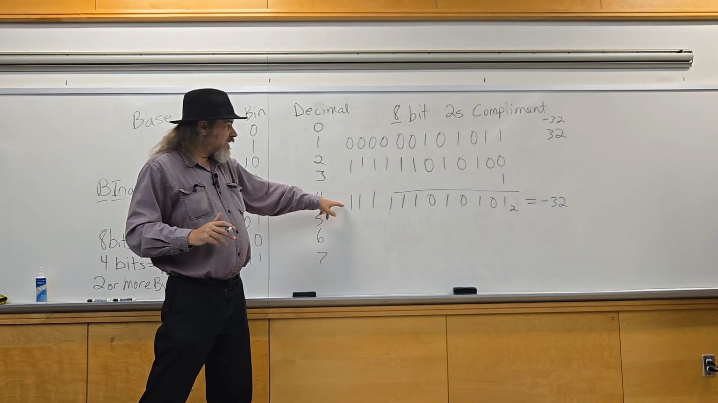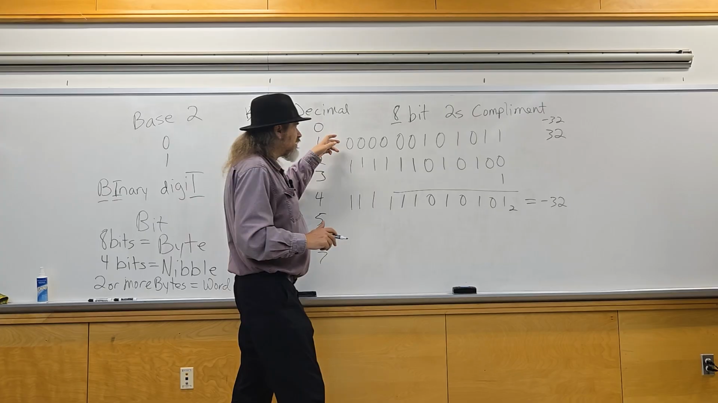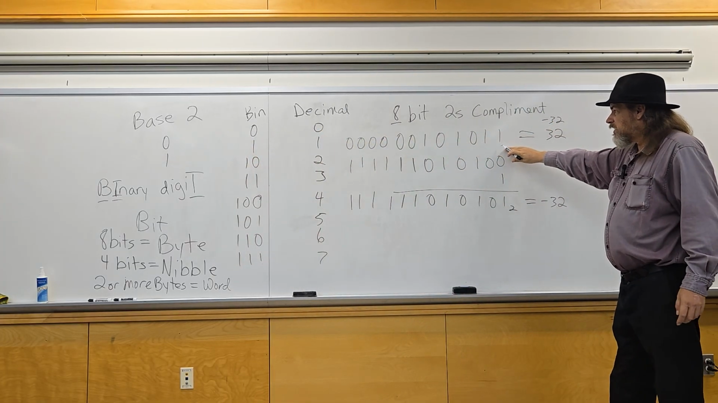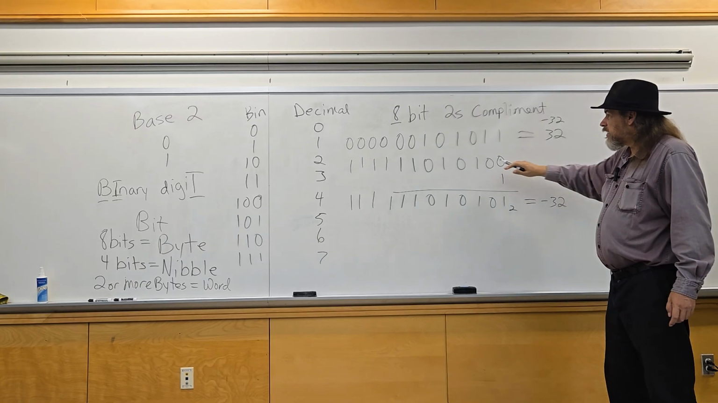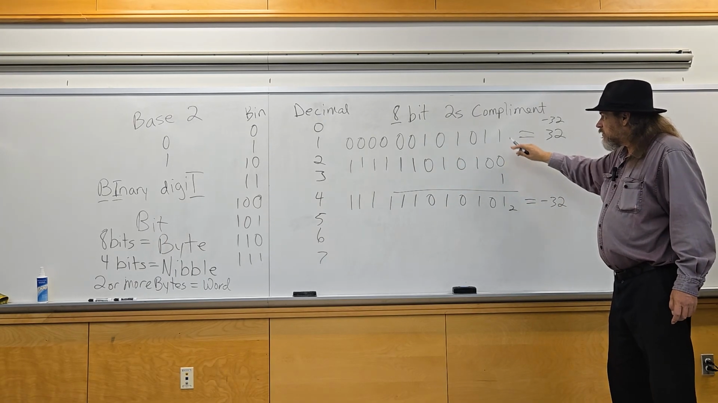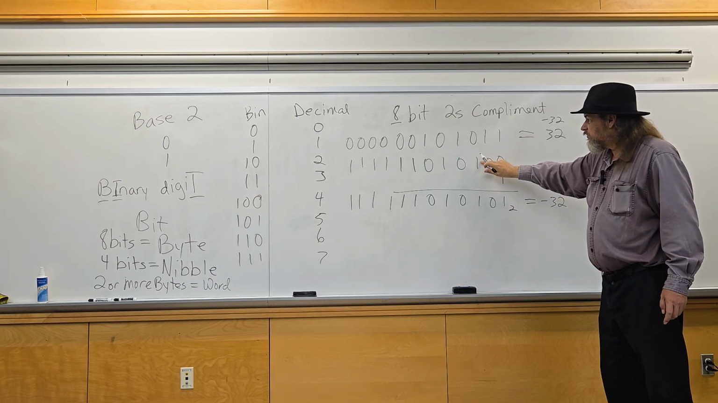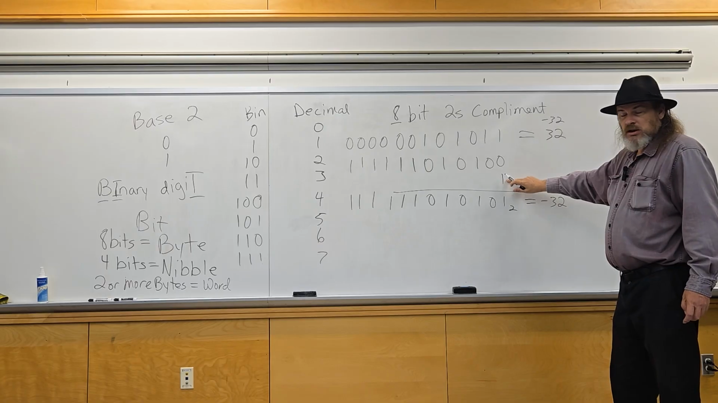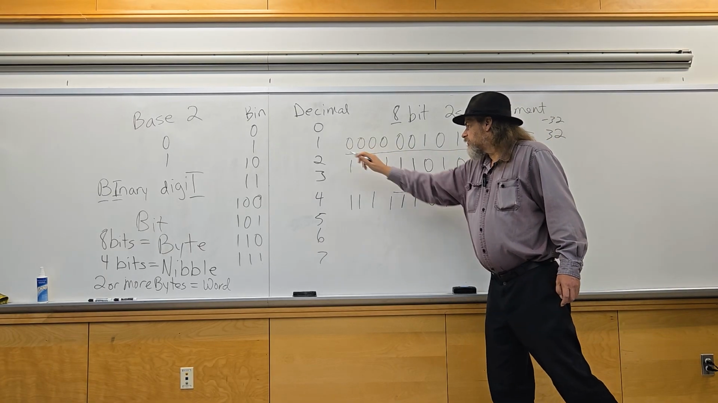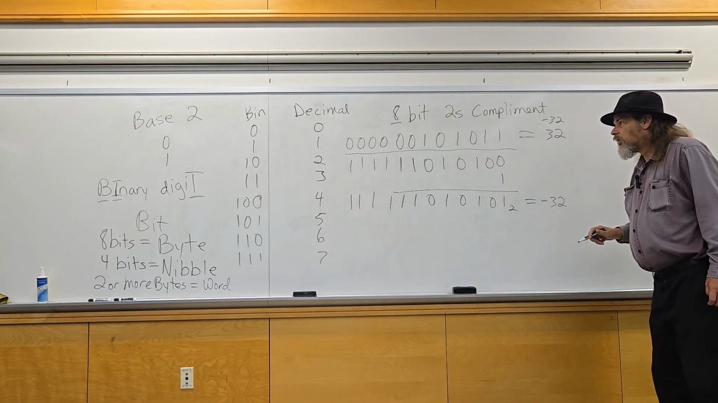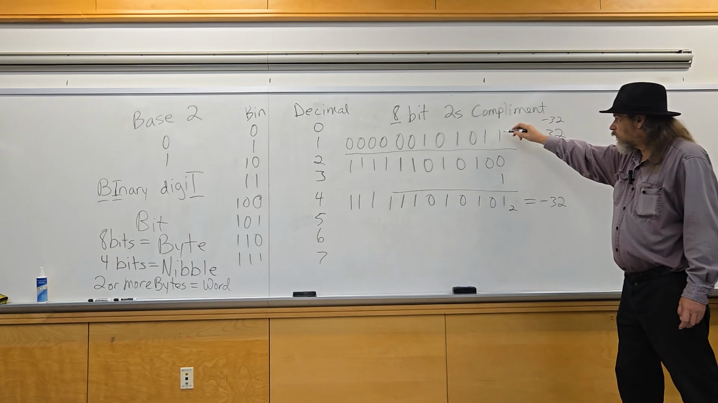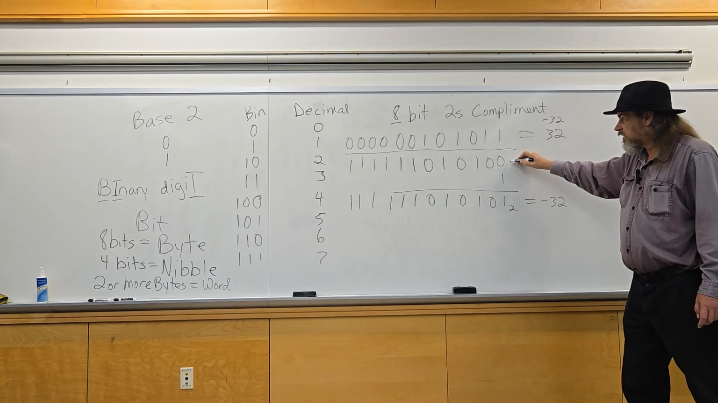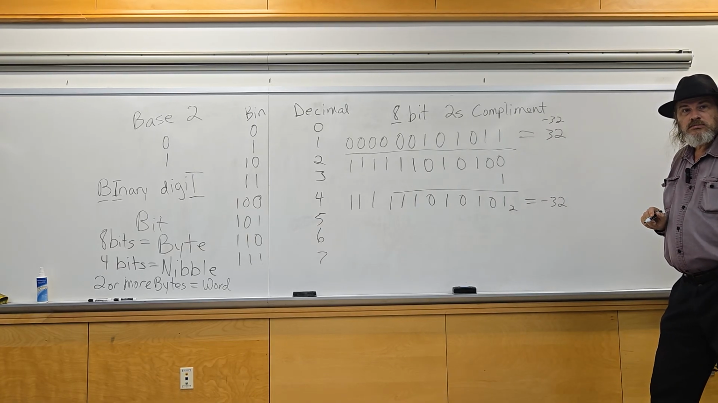This? Oh, this is 32 as a positive number. To make it a negative number, you flip all the bits. 1s become 0s, 0s become 1s, and then you take that number and then add 1 to it. So this is separate. It's not 1 plus 0 plus 1. You only add 1 to that second number here.